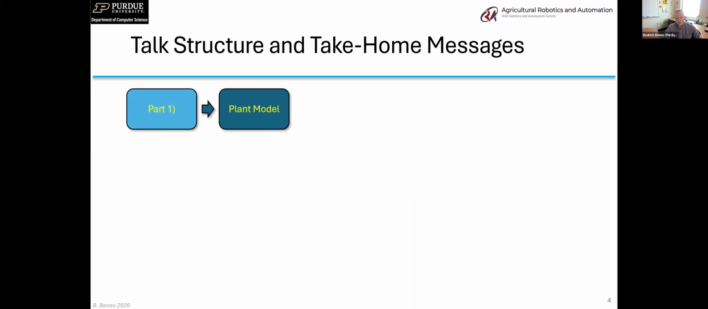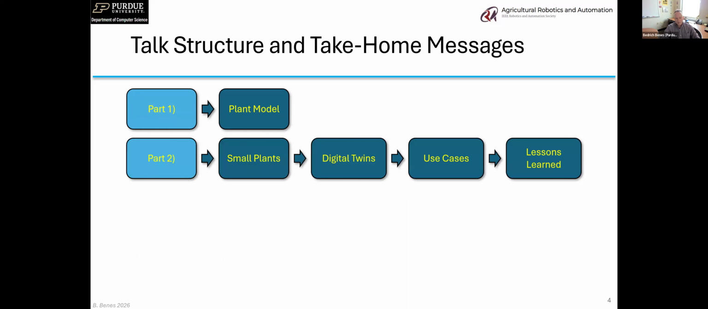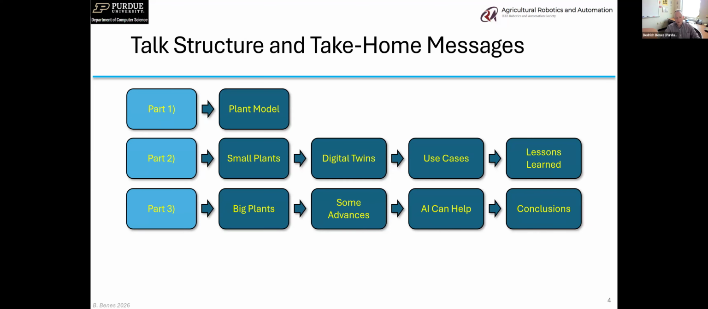This is the structure and the take-home message. I will first talk briefly about plant models. Then in the second part, I will talk about small plants. It goes by size. So I will talk about small plants, digital twins. I will show some use cases and some important lessons that we learned. In the third part, I will go into trees and I will show some advances where artificial intelligence actually was essential. And then I will go to conclusions.